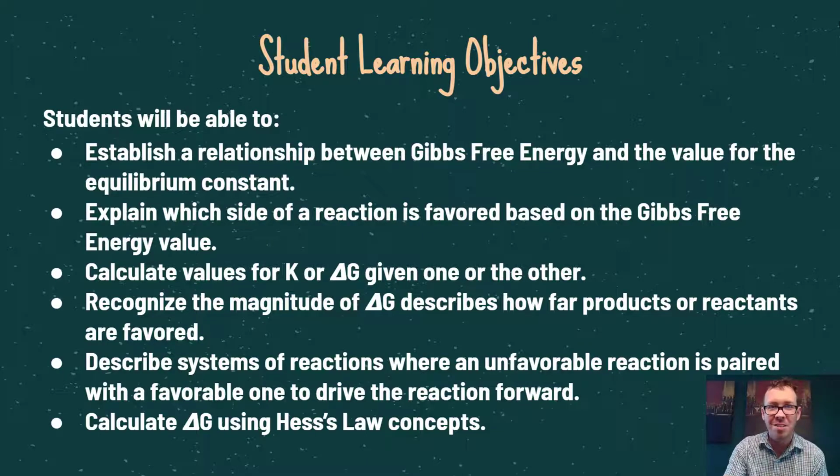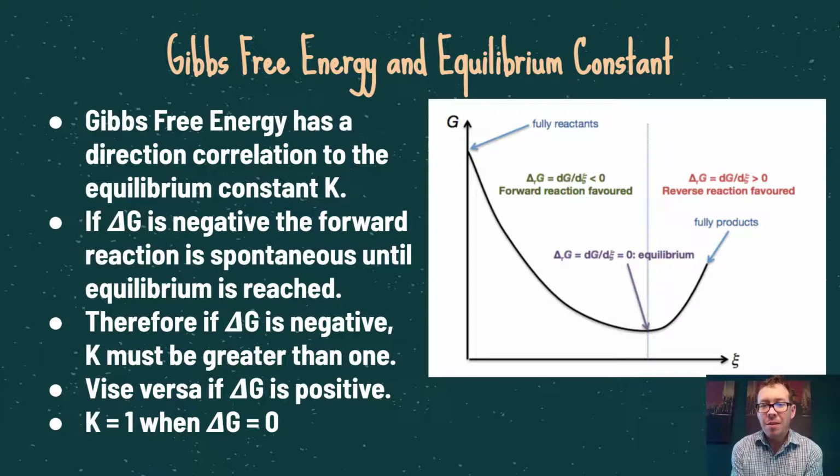So let's get started. One thing we need to think about in terms of delta G is that the value for delta G has a direct correlation to the equilibrium constant value K. If delta G is negative, then the forward reaction is spontaneous until equilibrium is reached. Therefore, if delta G is negative, K must be greater than 1, right? Because if delta G is negative, the forward reaction is favored, or spontaneous, until equilibrium is reached. Well, if the forward reaction is favored, then K is going to have a value that is greater than 1. And it's vice versa if delta G is positive.